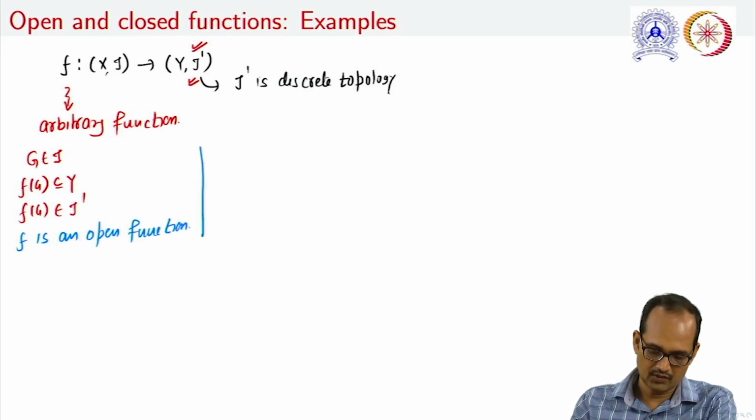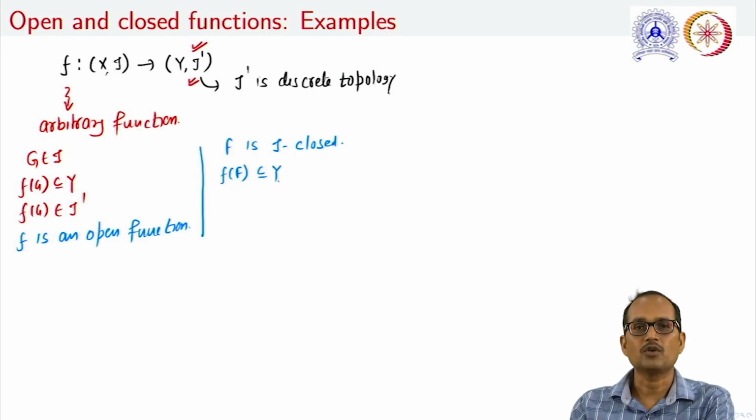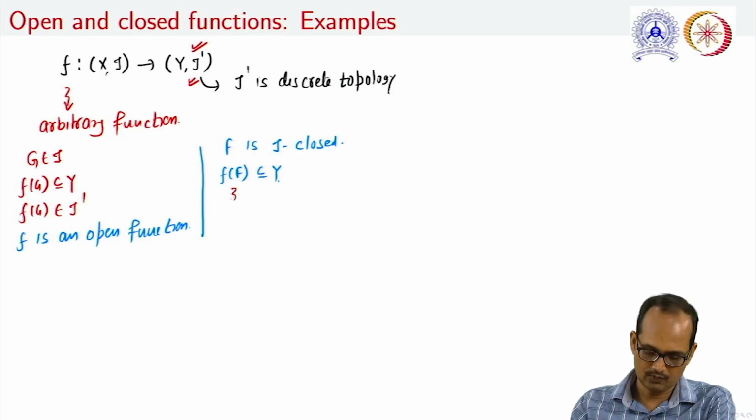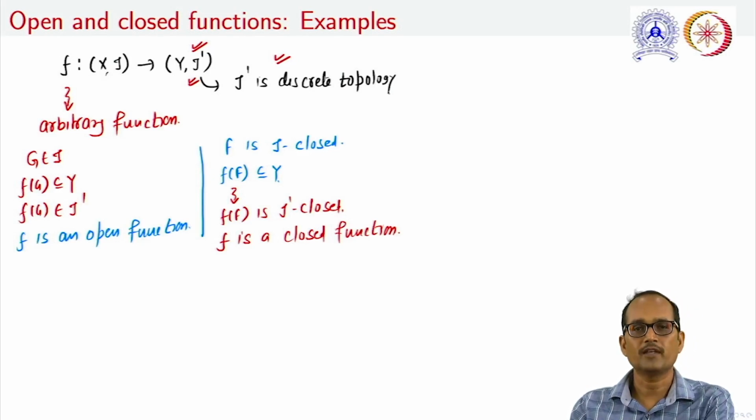Also, let us take a closed subset of X, that is, if we take this F as a tau closed subset of X, then what about f of F? That will always be a subset of Y. And if this is a subset of Y, note that the topology on Y is discrete. Therefore, f of F is tau dash closed, or we can say that f is a closed function. So, in the example which we have discussed here, the function f is both open as well as closed.